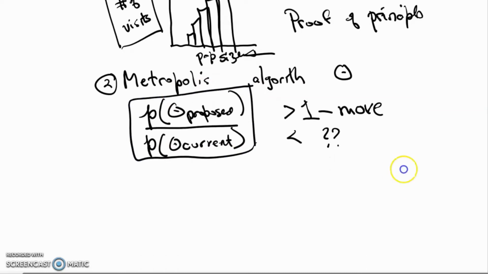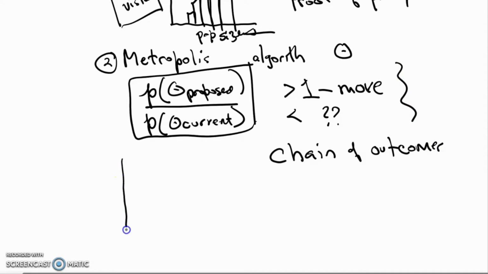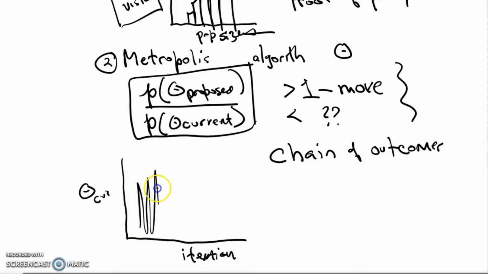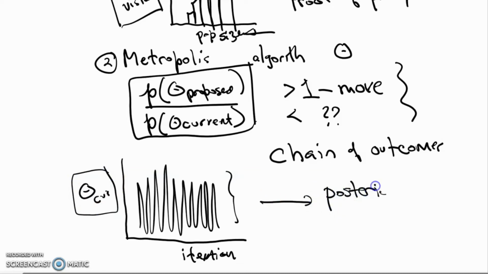So what happens is that we actually wind up with a chain of outcomes. If we implement this process through thousands of iterations, what we get are our values of theta. We can think of those as theta current, and on the horizontal axis we've got iteration, and we have a random walk like this. Then we just aggregate all these values, and that gives us the posterior distribution.